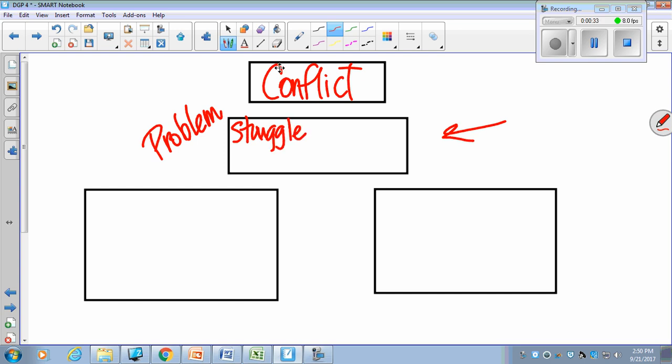S-T-R-U-G-G-L-E. Sorry, it's kind of hard to type and write at the same time. A struggle between opposing forces. That's two P's. So there's your definition, a problem or a struggle between two opposing forces.